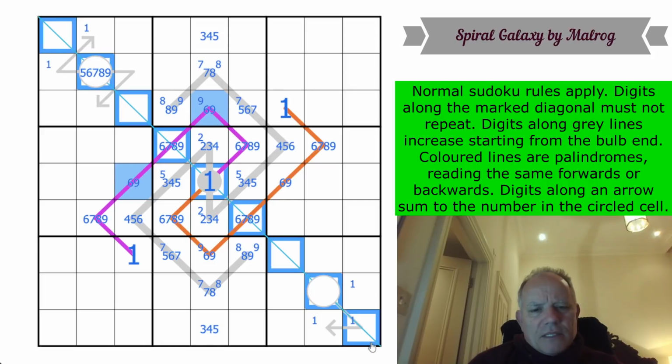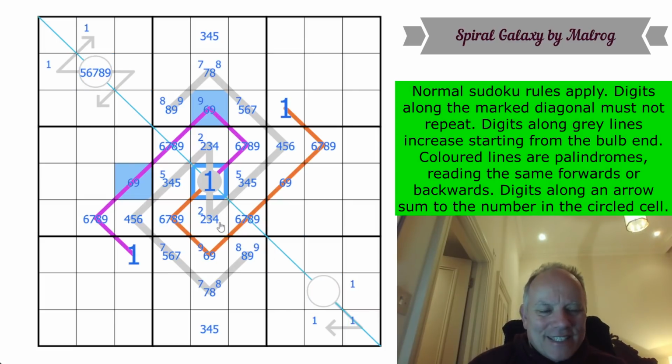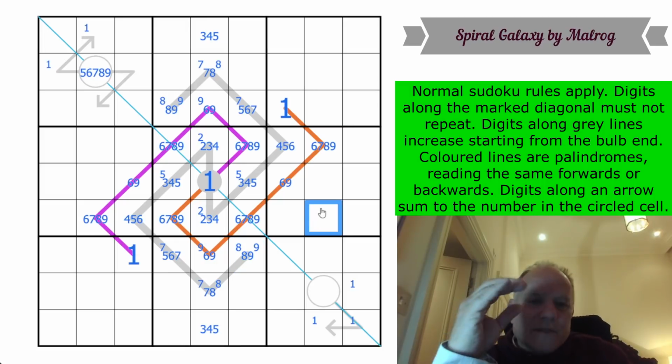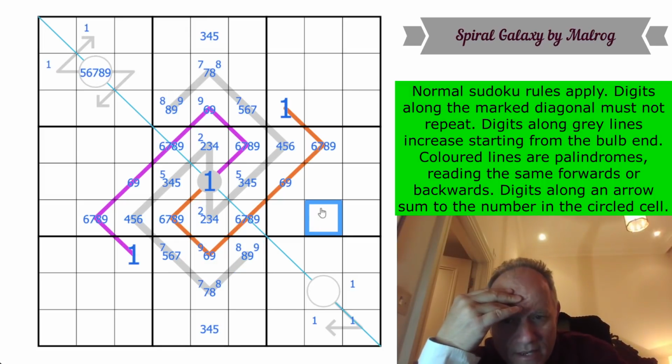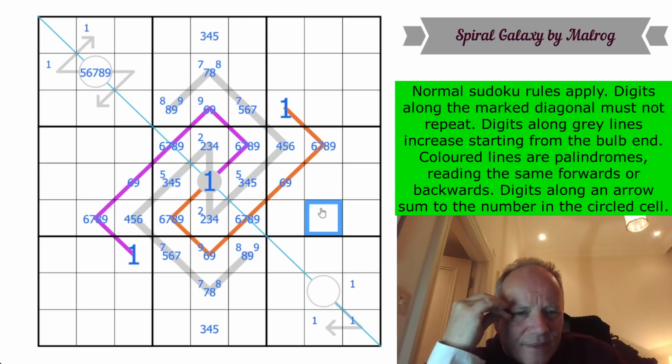Where do we get started on it? Where does 1 go on the diagonal? Oh, we've got 1 on the diagonal and right in the centre of the galaxy. Okay, that colouring didn't go very far. I don't know what to do. This is such a strange puzzle. I haven't missed any rules.